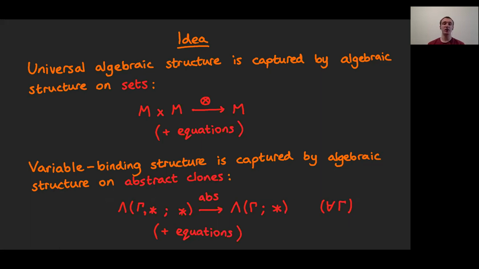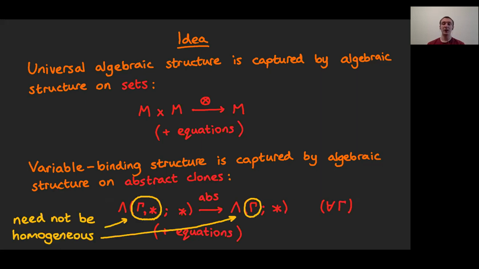However, if we want to consider variable binding structure, we instead need to look at algebraic structure on abstract clones, so operations on the term sets of the abstract clone. And the important thing is that we don't require the context to be homogeneous in our abstract clones. They can be heterogeneous in order to capture variable binding structure. So by moving from algebraic structure on sets to algebraic structure on clones, we capture variable binding.